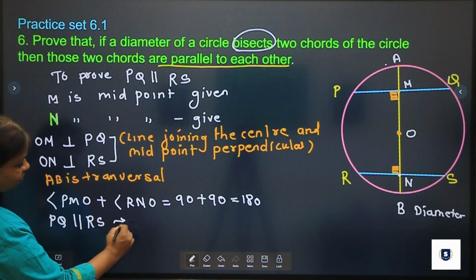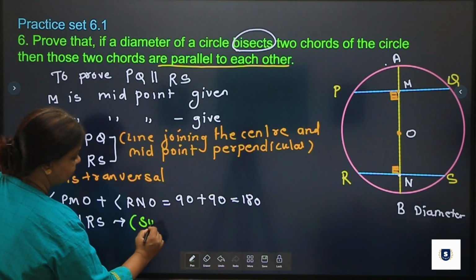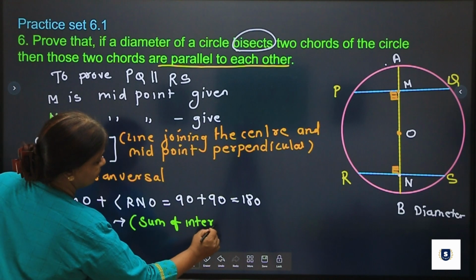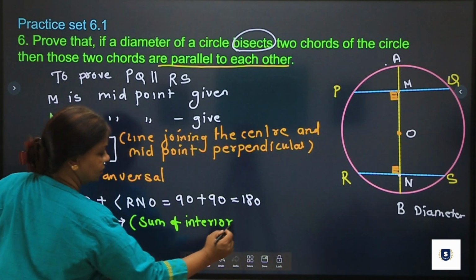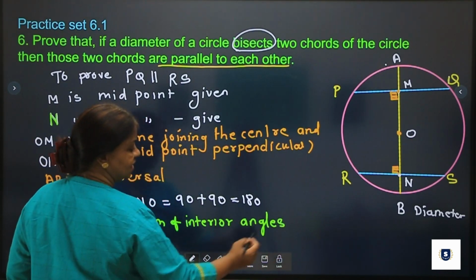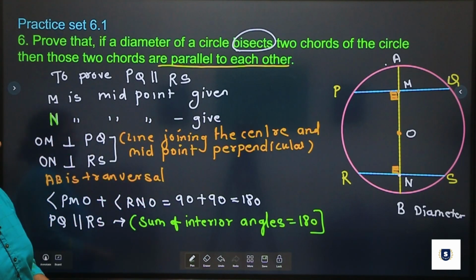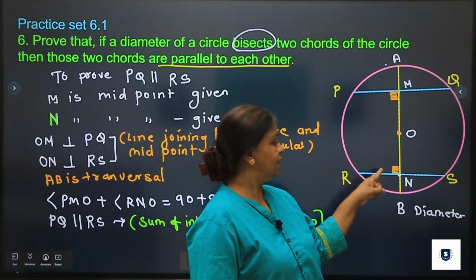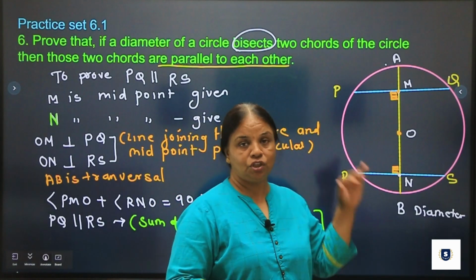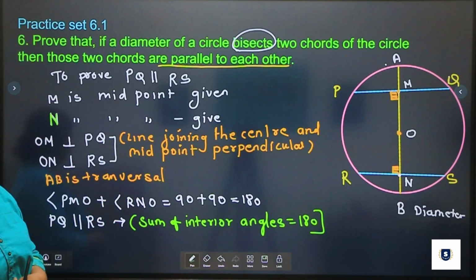So PQ is parallel to RS. Why? Sum of interior angles is 180 and therefore lines are parallel. So you added this angle and this angle and it summed up to 180 degrees and therefore these two lines are parallel. So you can pause the video, children, and you can solve the sum.